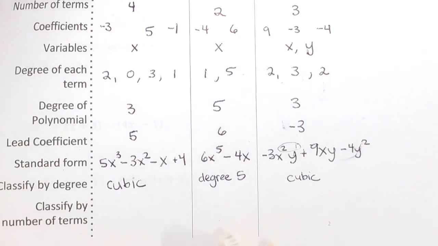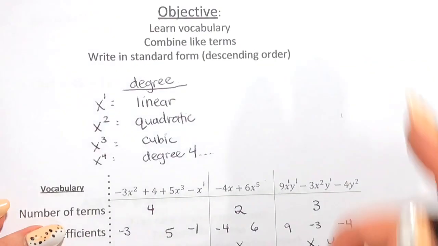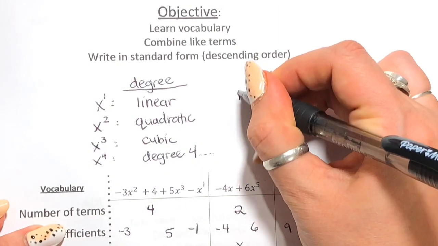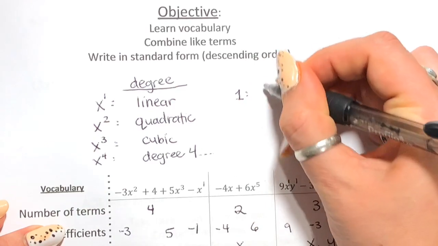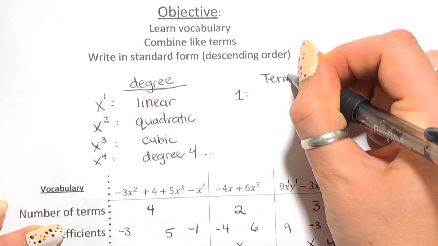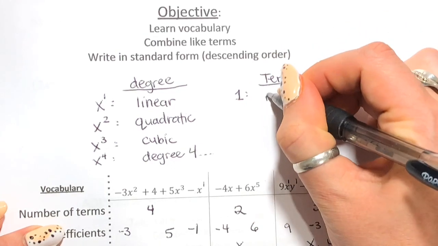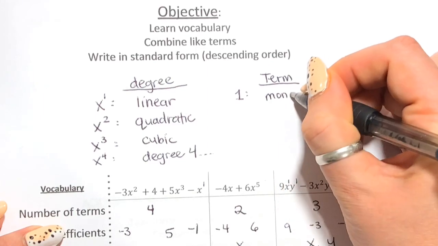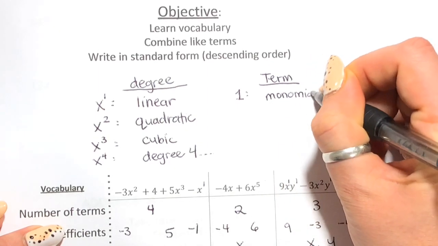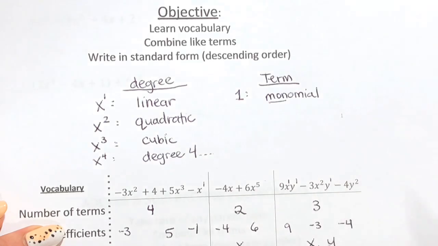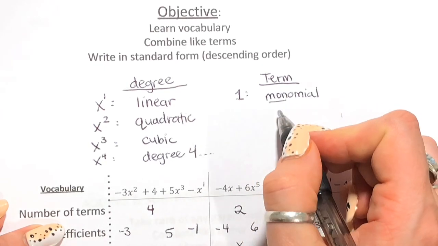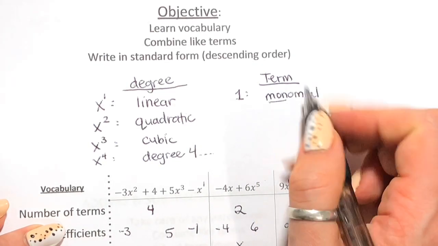Okay. So we classify by degrees, but then we also classify by the number of terms. So I'm going to make a list here again. If there is only one term, we call this a monomial. So mon means one or first. So kind of think of Monday as the first day of the week. For monomial, that's going to be one term.